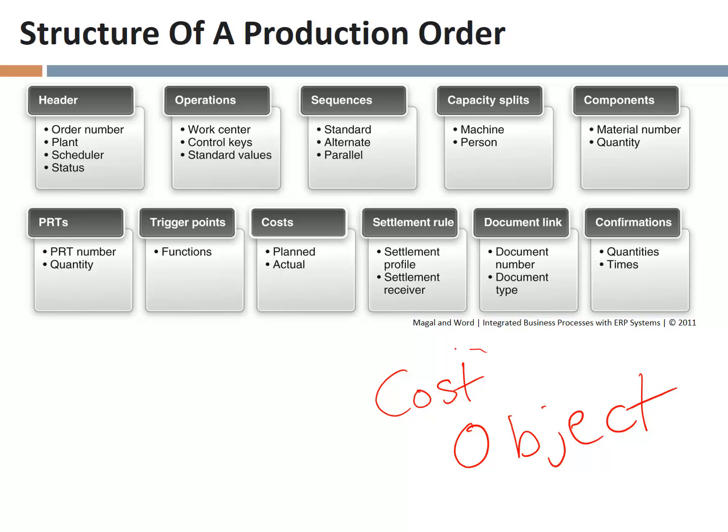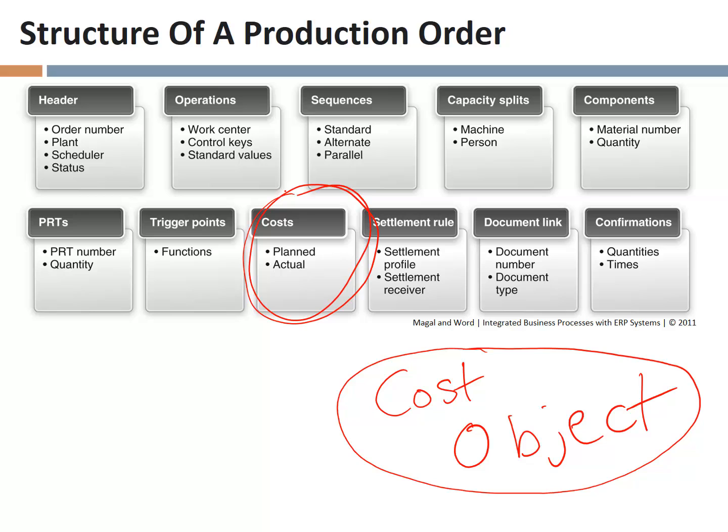A cost object is a critical element both in financial accounting and cost accounting, as it is a live document that accumulates costs. So you'll notice that right here, one set of fields on the production order are what are our planned costs for this production run, but then more importantly, what are our actual costs? And that maps back to this idea of it being a cost object.